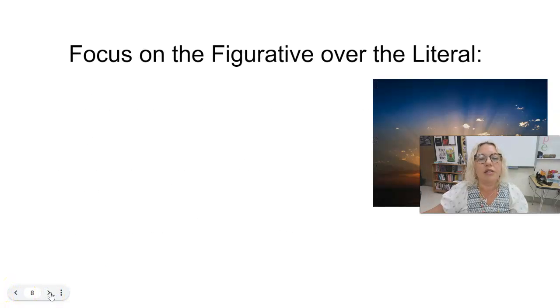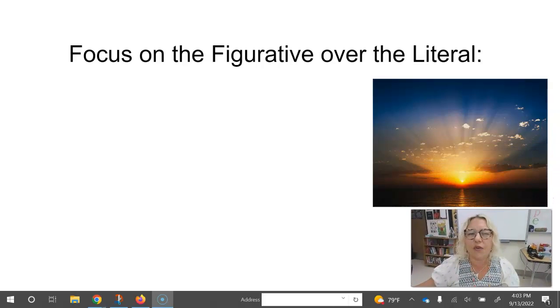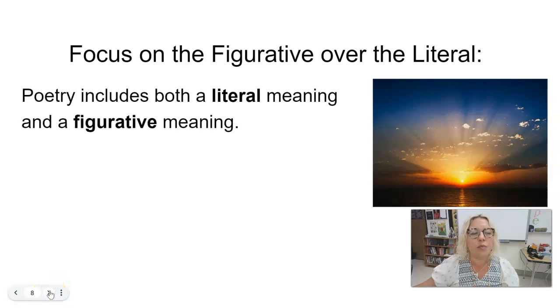Okay. One thing that's important with poetry is focusing on the figurative over the literal. So let's talk about what that means. Poetry includes both a literal meaning and a figurative meaning. And so the poem is describing something like a person's face, and so it's literally about the person's face. But the figurative meaning is a deeper meaning. A face represents our identity, or maybe how people see us. And so there's a deeper level there about what it means to describe your face in a poem, isn't there?